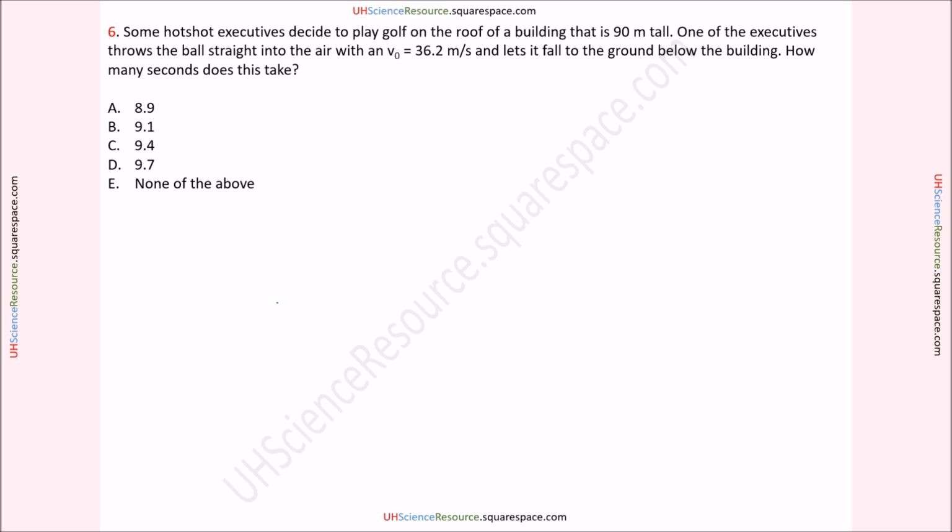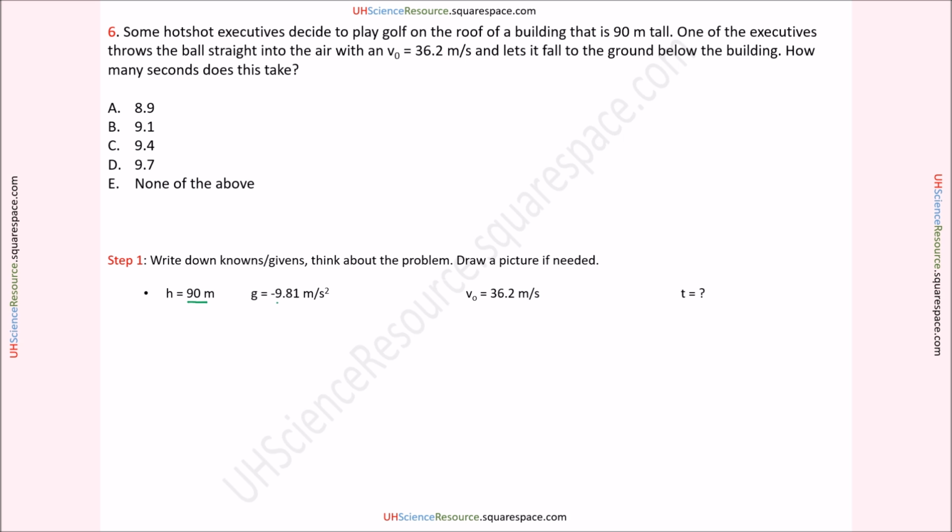Okay, so let's go ahead and first write down what we know. We know that the ball is going to be on top of a building that is 90 meters above the ground. We know that we're going to be dealing with gravity, and since the gravity is going to be in the opposite direction of the ball being thrown, it's going to be negative 9.81 meters per second squared. We're told that the ball was thrown with an initial velocity of 36.2 meters per second, and we're trying to figure out the time in which it took for the ball to travel to the ground below the building.